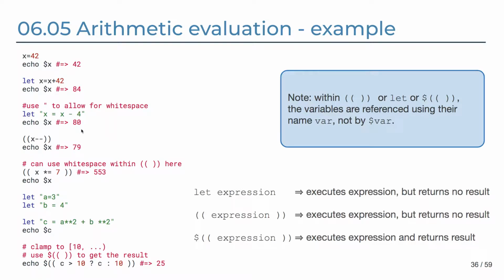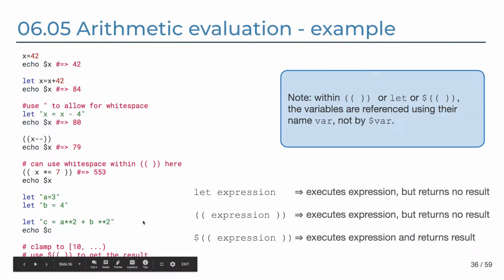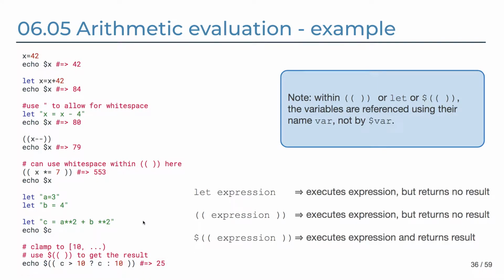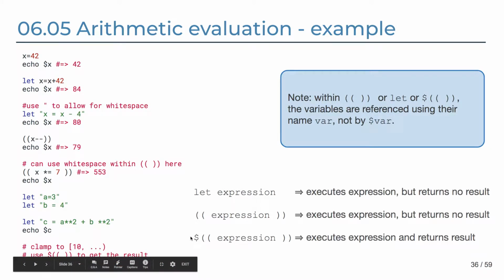And then, as I said, there's the other option of using the double parentheses. So we can use that to decrement x. We can also use white space with this syntax. If we want to run something a little more complicated, we can first set a equals 3, then b equals 4, and then compute the squares to get the Pythagorean number out of it. And we can print it out again.